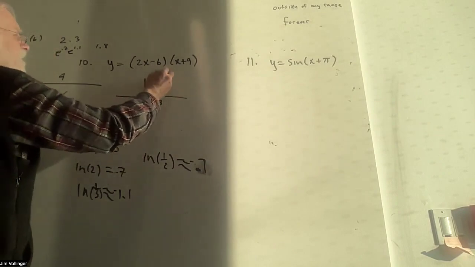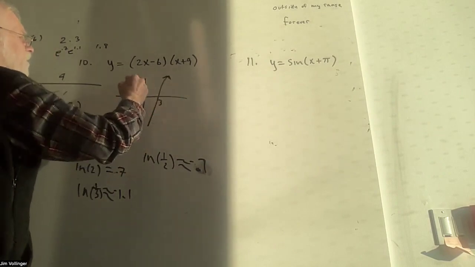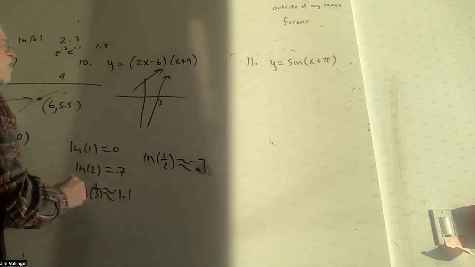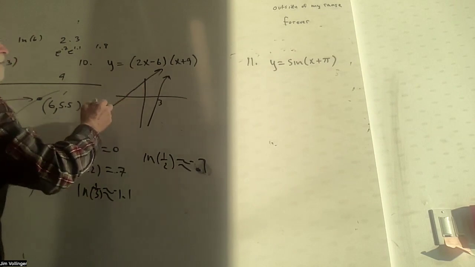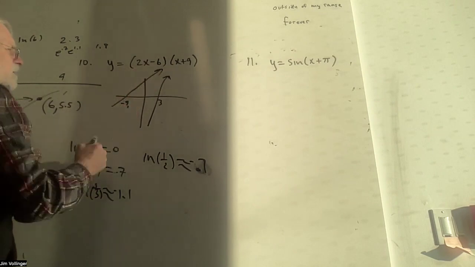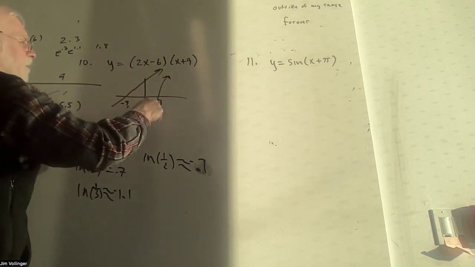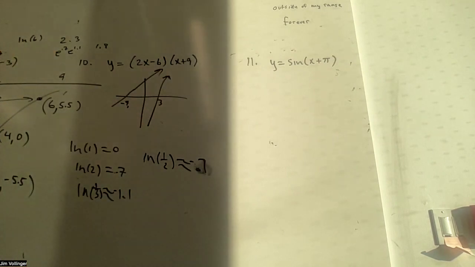And x plus 9 is a linear function that is not going up quite as fast. And I'm multiplying those two things together, and that looks like it goes through the x-axis. Negative 9 gets me a 0, and 3 gets me a 0. That's helpful information. And I don't have my eraser.